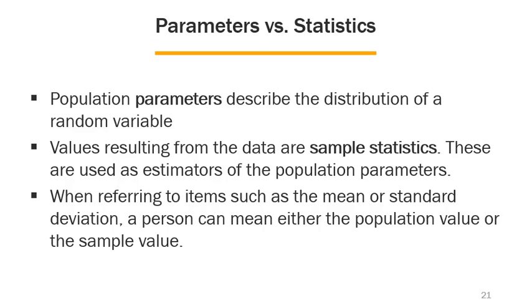So we have population parameters, and they describe the distribution of a particular random variable. Now, values resulting from the data are called sample statistics. So these are used as estimators for the population parameters. The population parameters are unknown. We wish we knew them, and for the purpose of trying to understand what they might be better, we collect the data and estimate them. Now, when we're referring to items such as these, so mean or standard deviation, we can mean either the population value or the sample value. So that can sometimes be confusing perhaps.